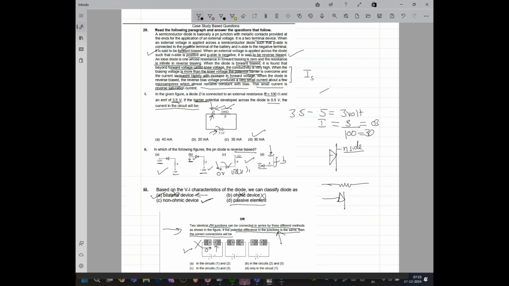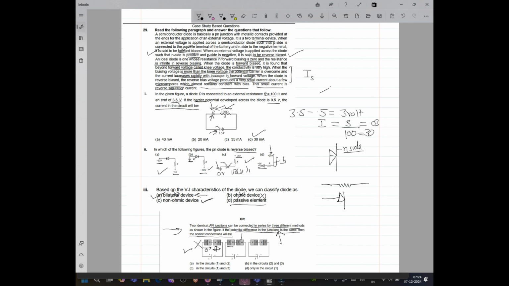Because here this is forward bias 0 volt. Here you will have larger barrier potential. So the potential has to be same, right? In the question, we have to select the choice where the barrier potential is same. Here the barrier potential is not same in this case. So this is wrong.